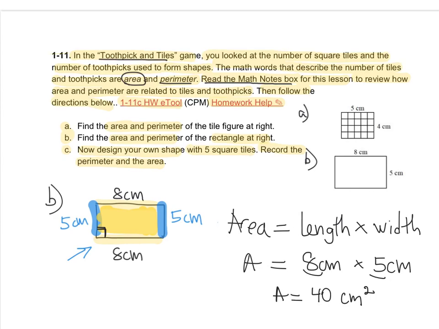So the area is the square units inside. If I had to draw all of them, again, I'm just showing you, I'm not really doing it accurately, there will be 40 of those little unit squares that represent area. Go ahead and do examples A and C. Remember, when you design your own, you just create your own shape, but you have to use 5 square tiles. Record everything on your paper.